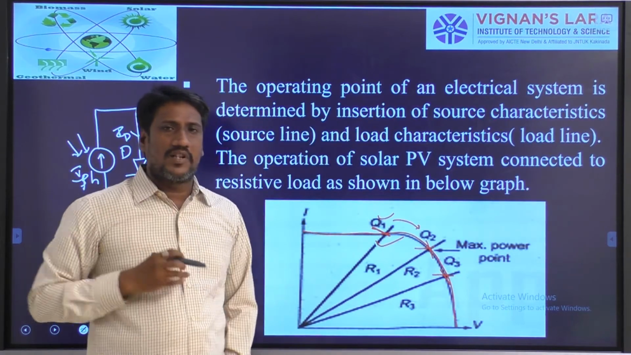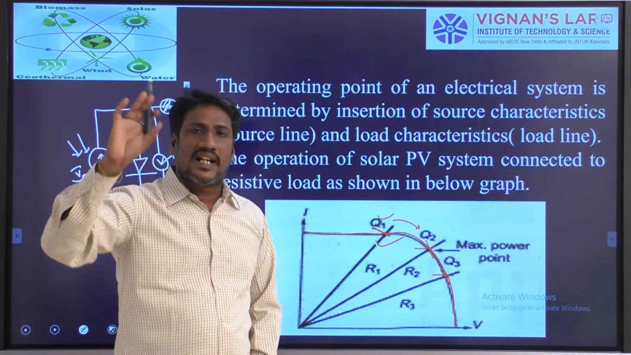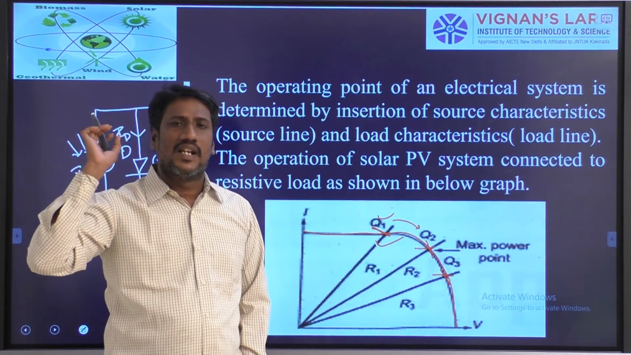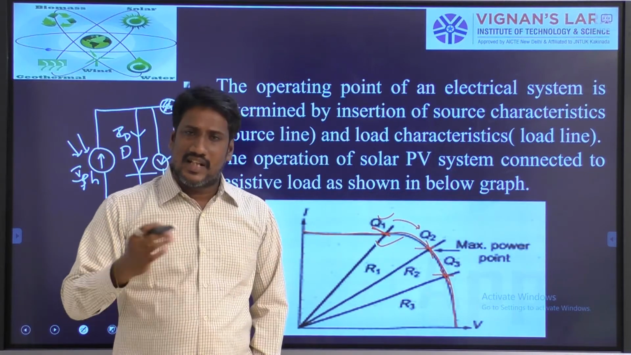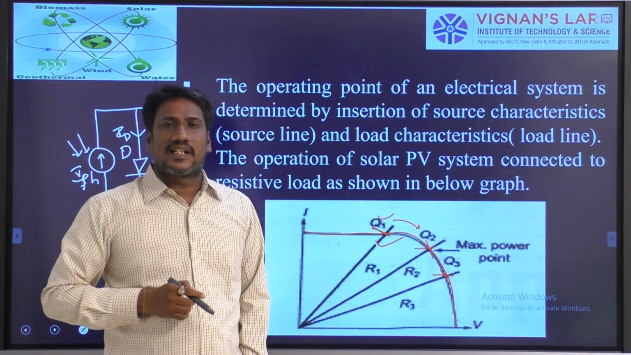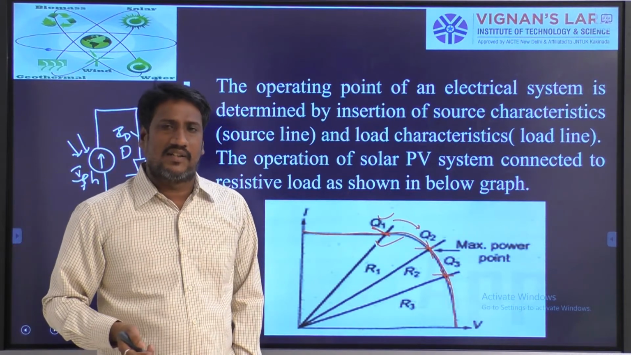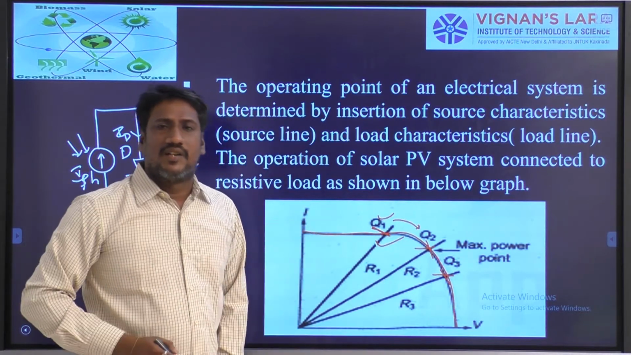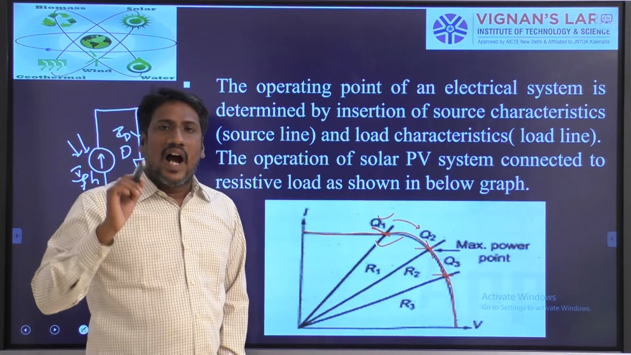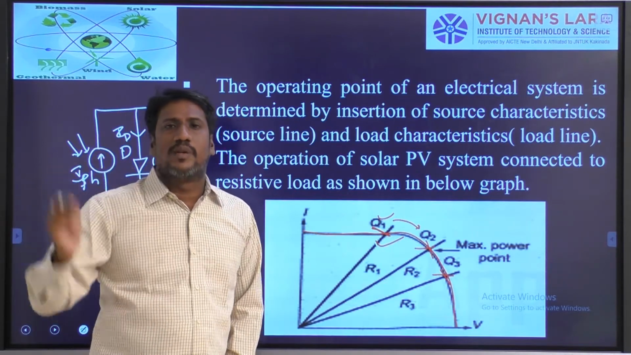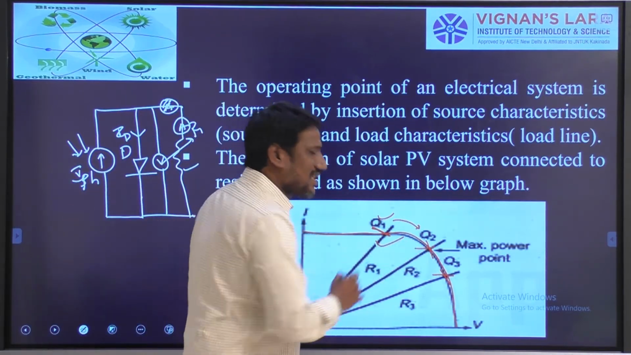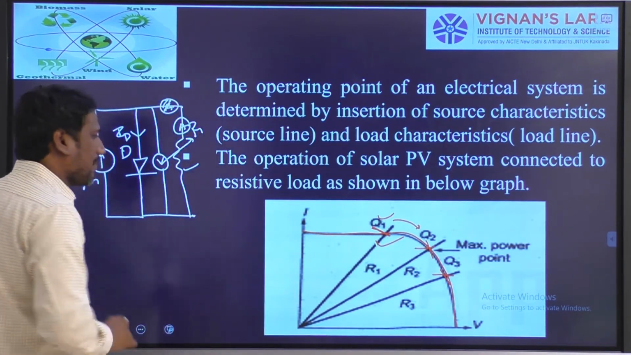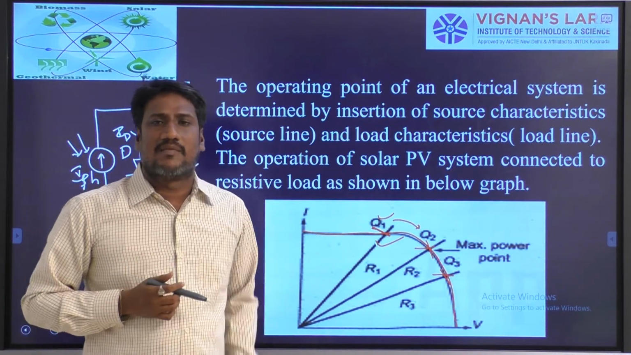Here my conclusion is that by changing the electrical characteristics of a given load, be it voltage, current, frequency, resistance, or impedance, you can change the operating point, from Q1 to Q2 and Q2 to Q3. Always the operating point has to be moved to the maximum power point, such that the load has a choice of utilizing the maximum power. Already we have seen that.